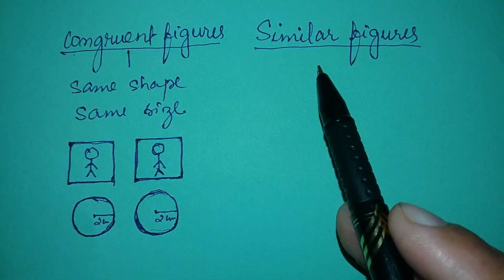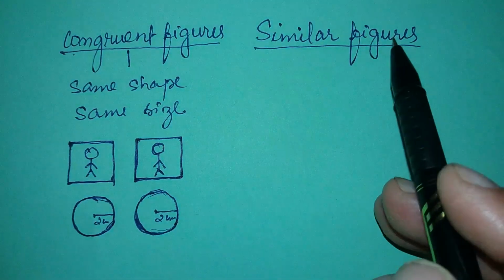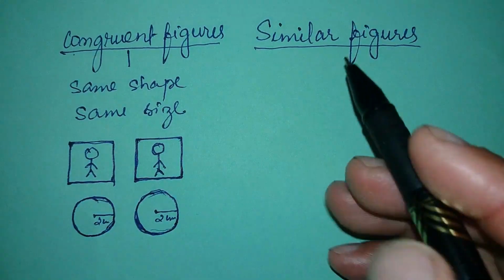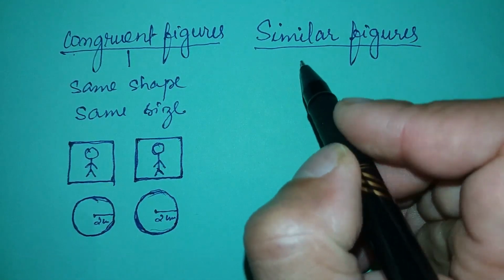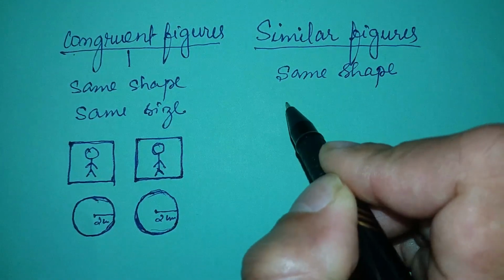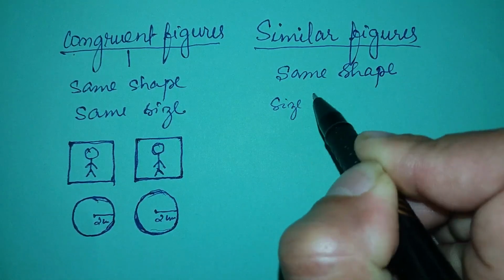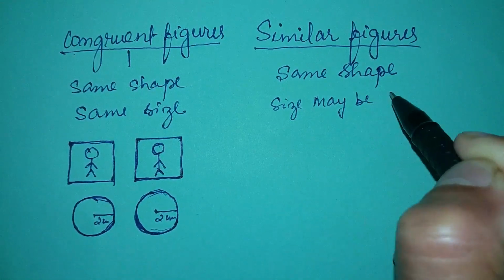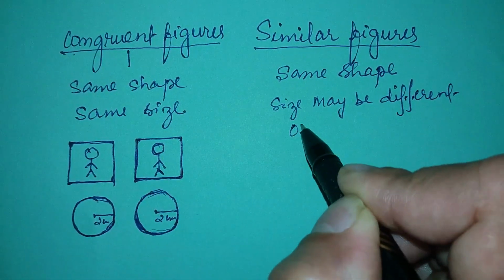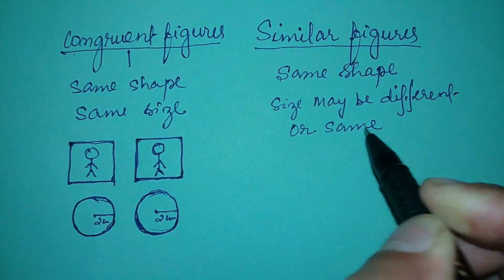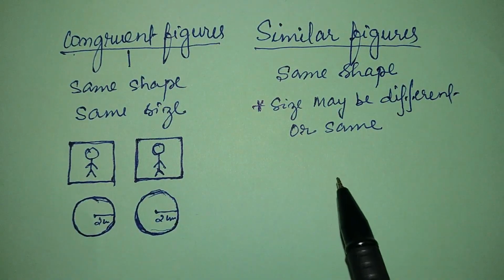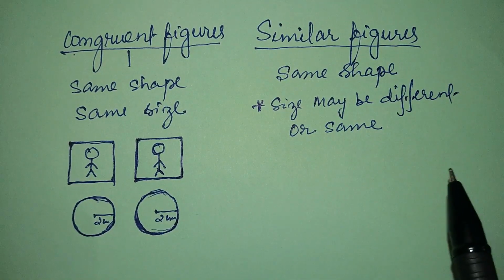Now similar figures, this is a new topic which you're going to learn in this chapter. Two figures are said to be similar when they have the same shape. Their size may be different or same. So what we have to consider is whether they have the same shape or not.